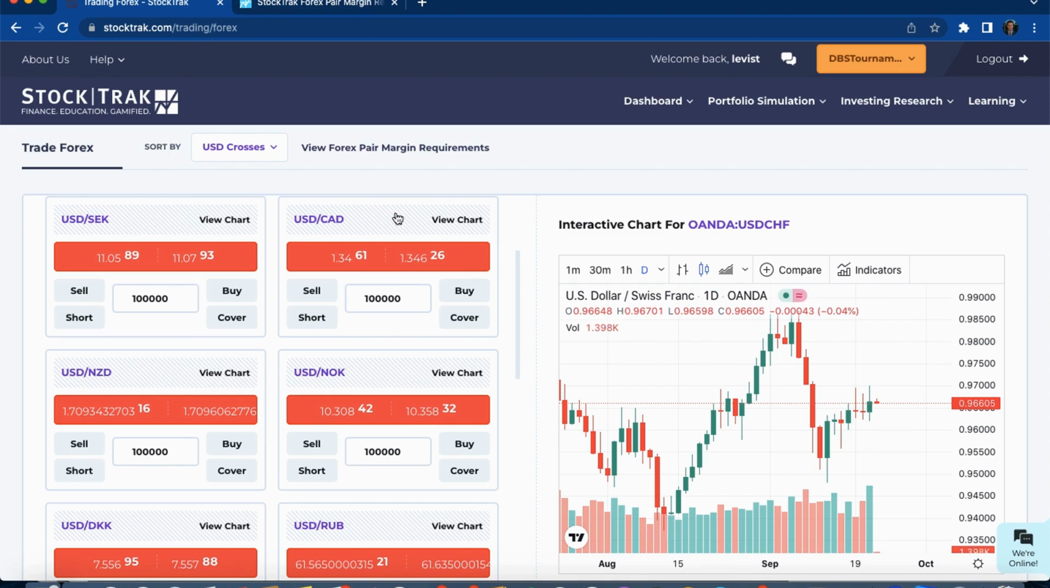Next, let's look at how buying works. When trading Forex, you buy contracts that give you the right to buy or sell a certain amount of the currency pair. In this case, we'll use 100,000. So if I think that the US dollar will strengthen, then I'm going to go long on the USD CAD pair, and I'm going to select buy.